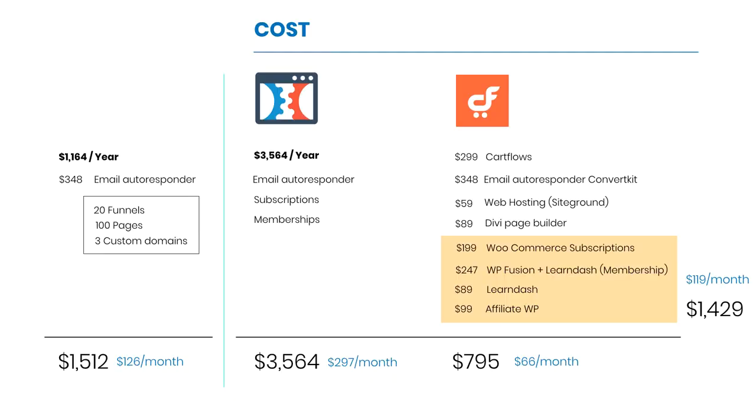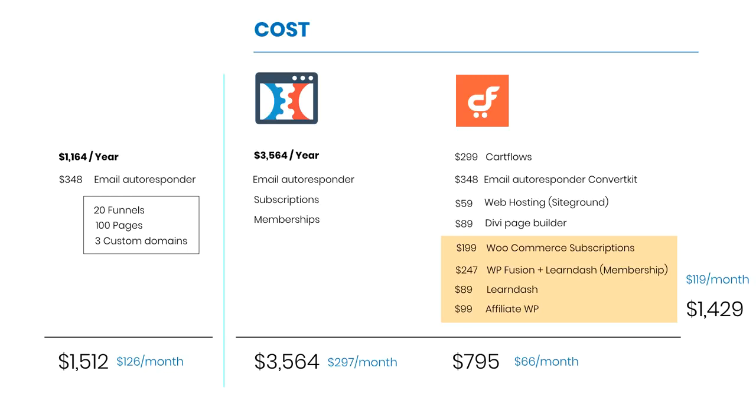So when it comes to the pricing, as I mentioned, Clickfunnels is an all-in-one platform. It has pretty much everything that you need. It has the email autoresponder, subscriptions, memberships, all in one place. And also you don't have to worry about the hosting because everything is all hosted on one platform. So this will give you a total of $3,564 per year or $297 per month.